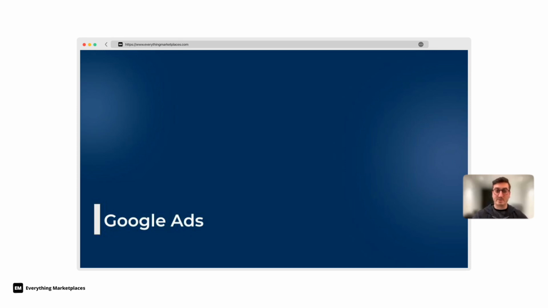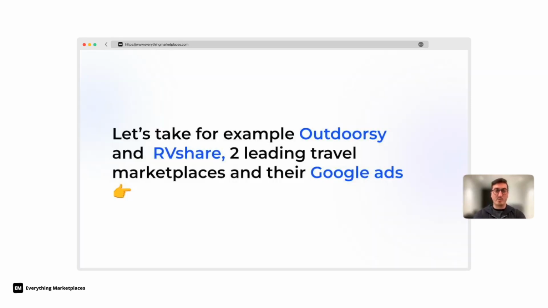And then some deep dive on Google Ads. Here we have a couple of examples of two very famous marketplaces, Outdoorsy and RV Share. Let's have a look at the Google Ads.